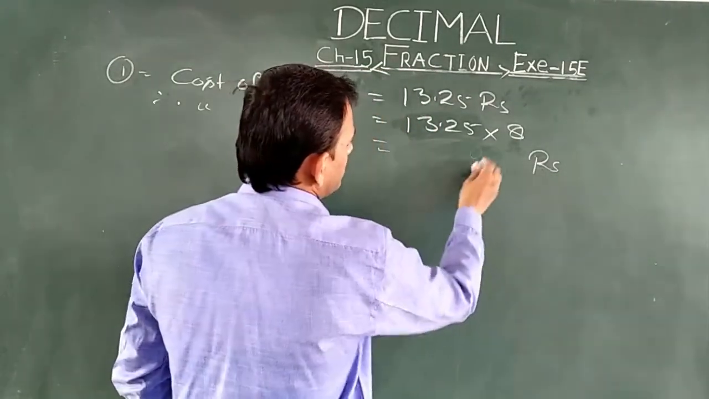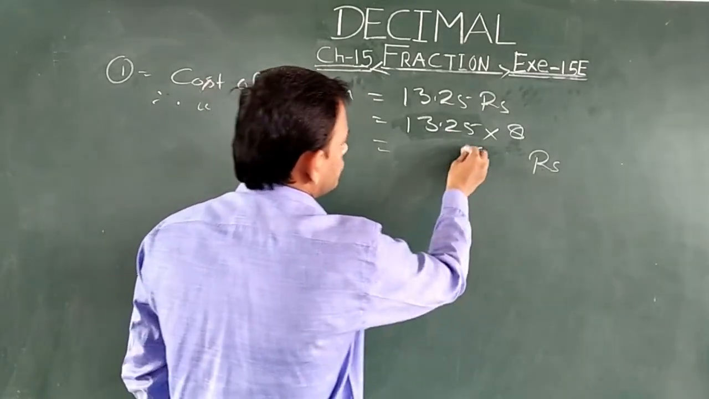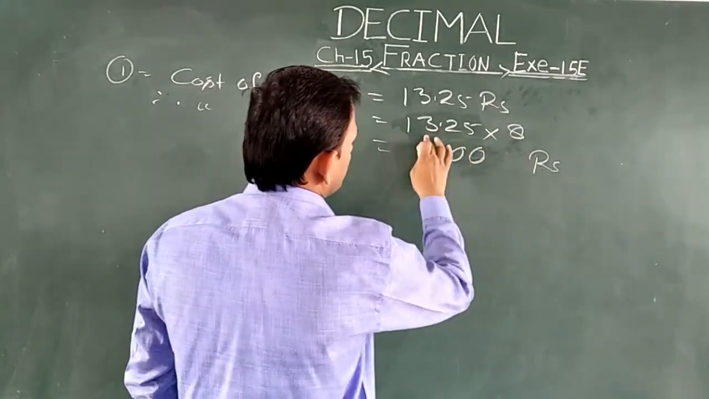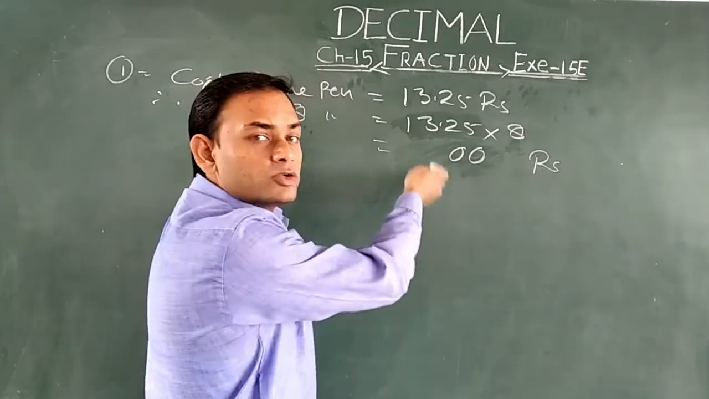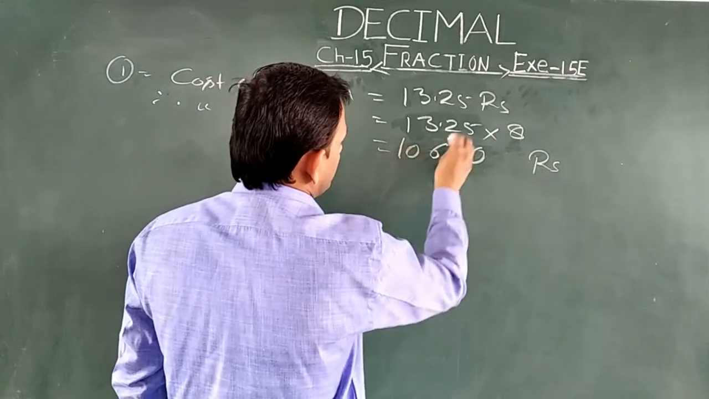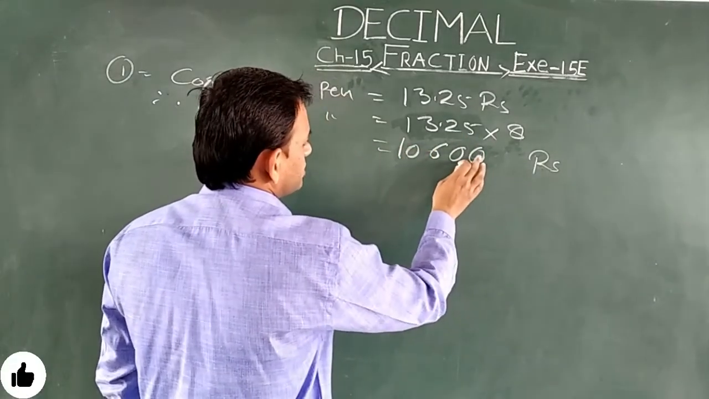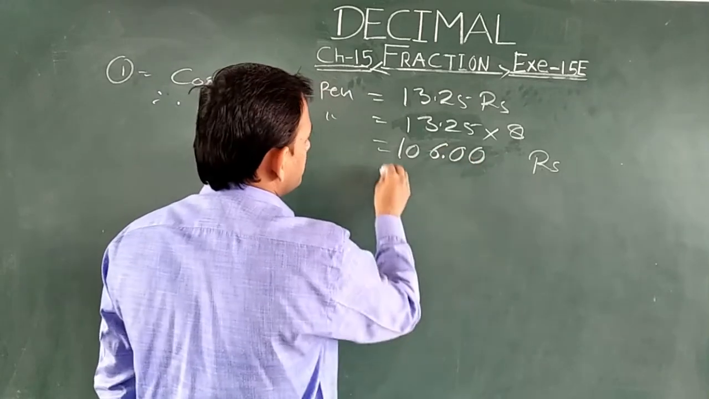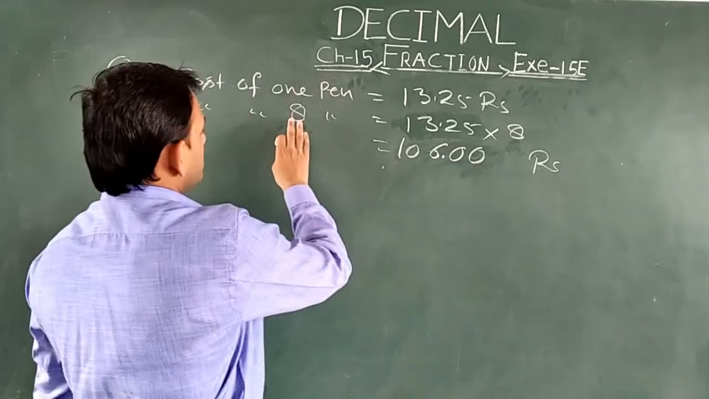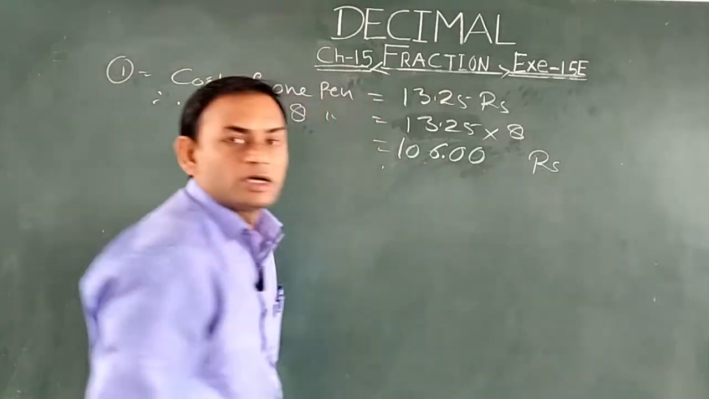8 5s are 40, 4 carry, and 8 2s are 16, and 4 is 20. 2 carry, 8 3s are 24, 24 and 2 is 26, 2 carry, and 8 1s are 8, into 10. The decimal is given after 2 digits, so we will put the point or decimal after 2 digits. This means the cost of 8 such pens is 106 rupees.